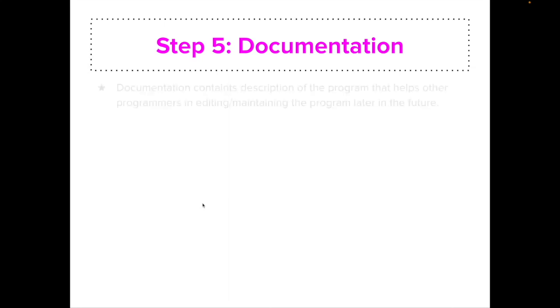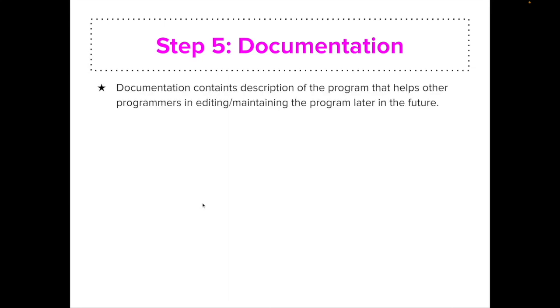So basically, what is documentation? Documentation contains a description of the program that is able to help other programmers in editing or maintaining the program later in the future. So what is the lesson you get here? When you write a program, some code, you will need to create proper documentation so that your code can be used in the future. Okay? That is the special thing about coding or programming.